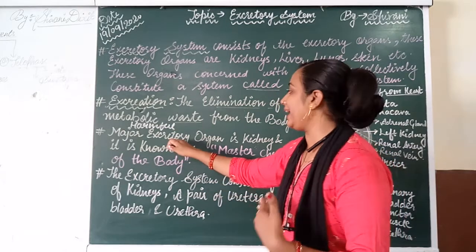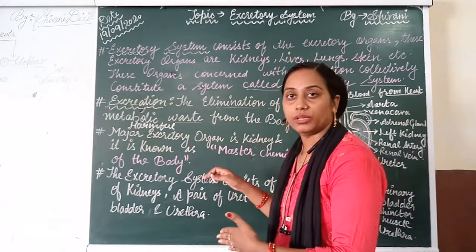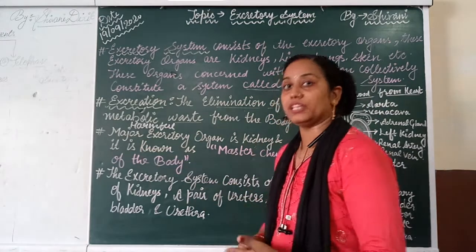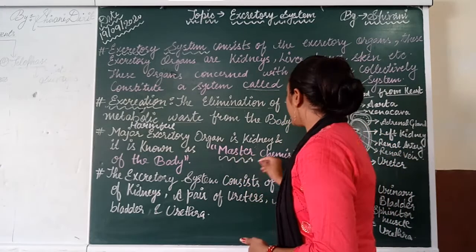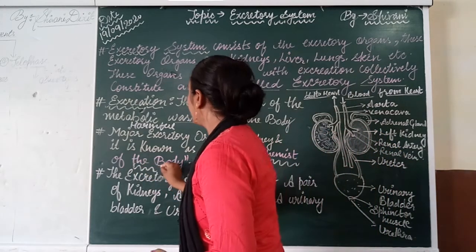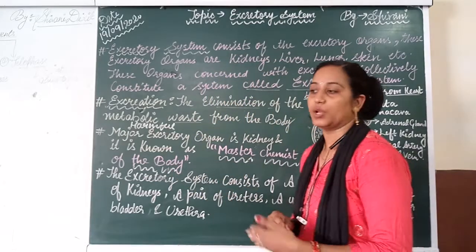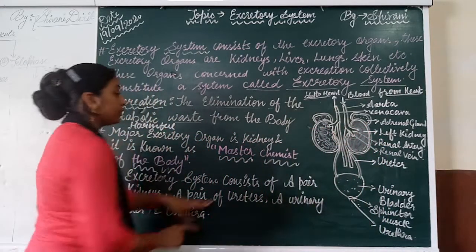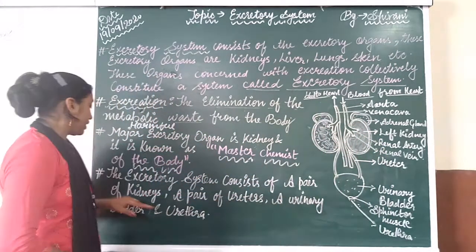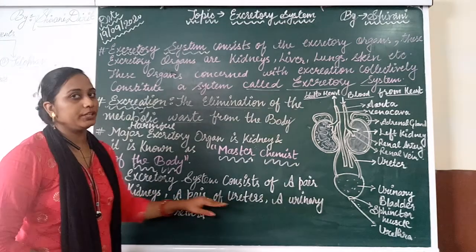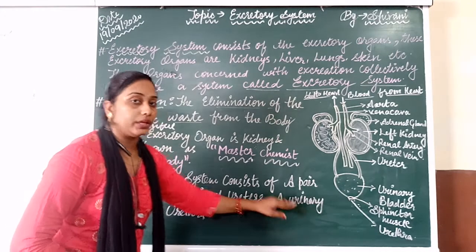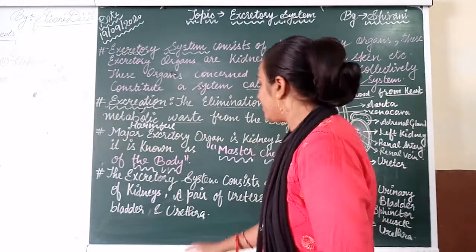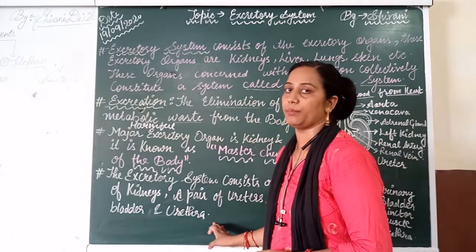What are the major excretory organs in the human body? As we know, it is the kidney. The kidney is also known as the master chemist of the body. The excretory system consists of a pair of kidneys, a pair of ureters, a urinary bladder, as well as the urethra. So these are the parts of which the excretory system is made up.